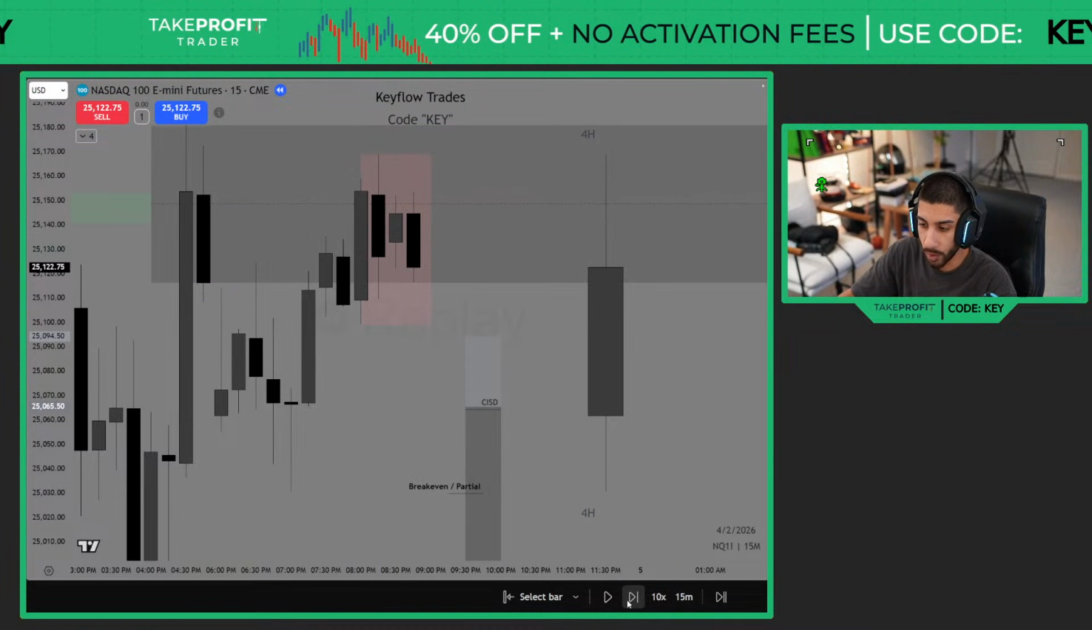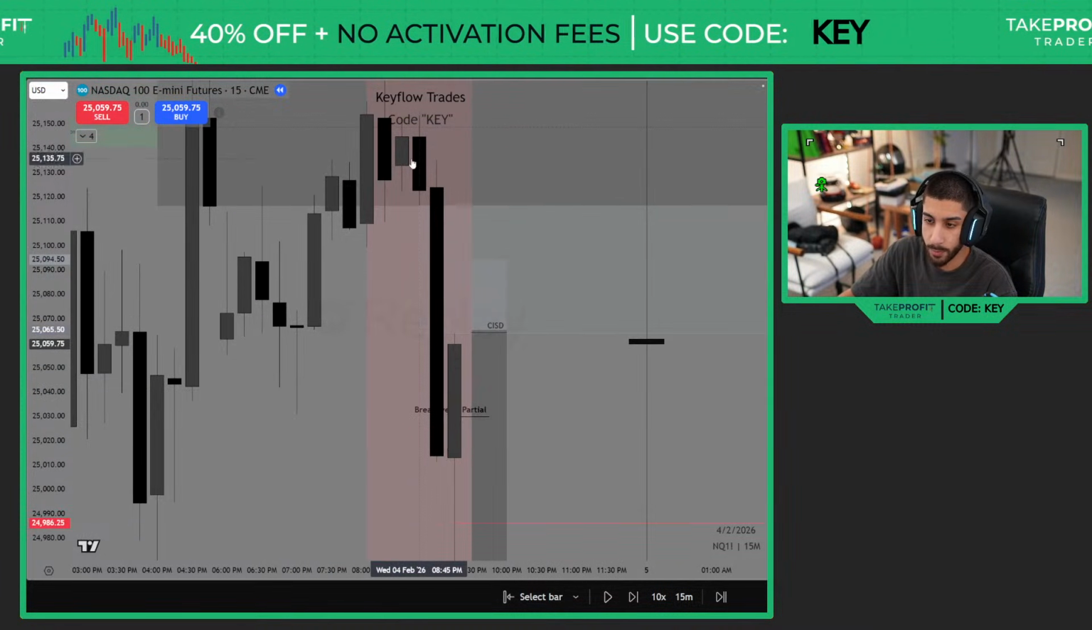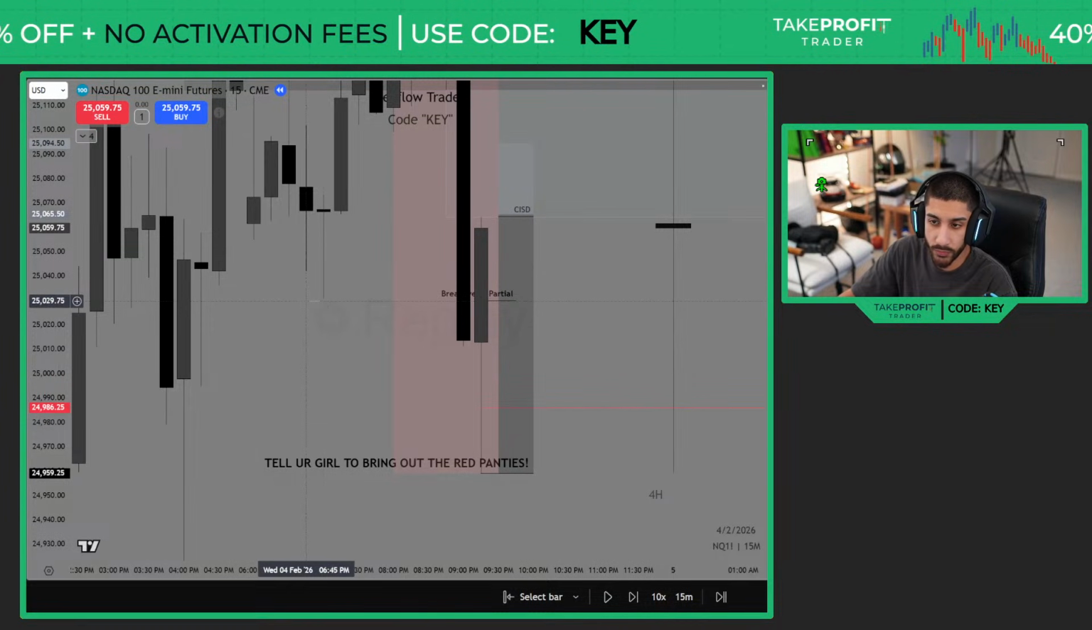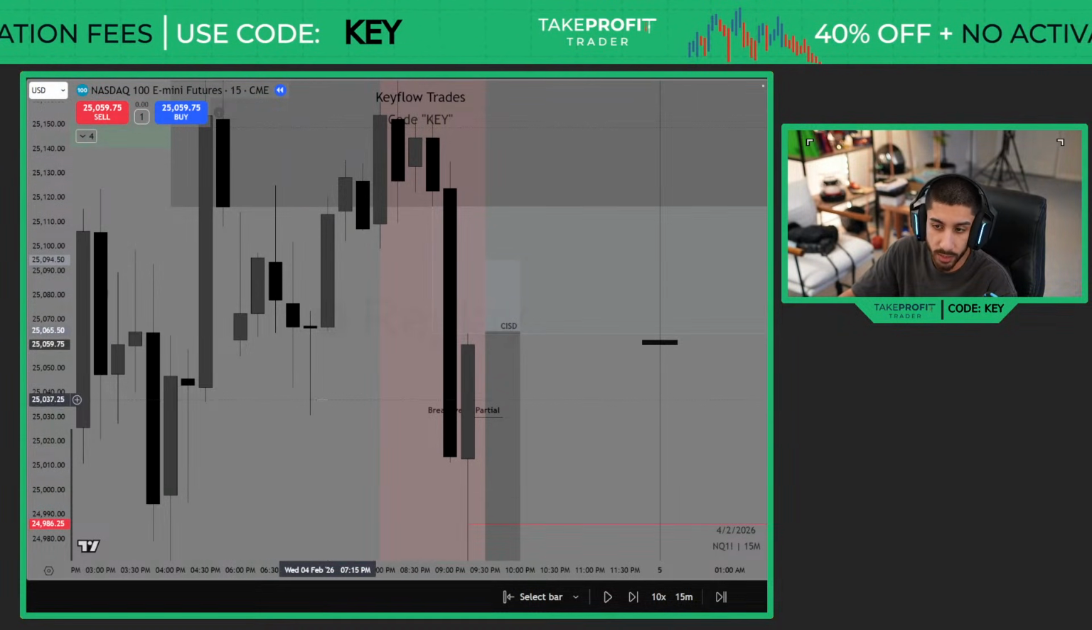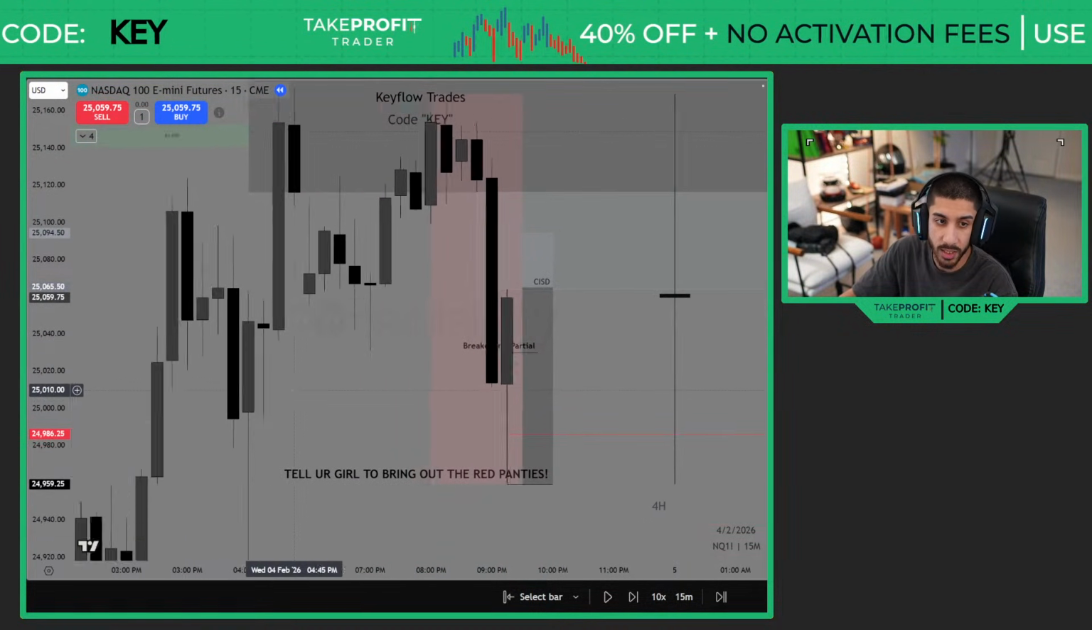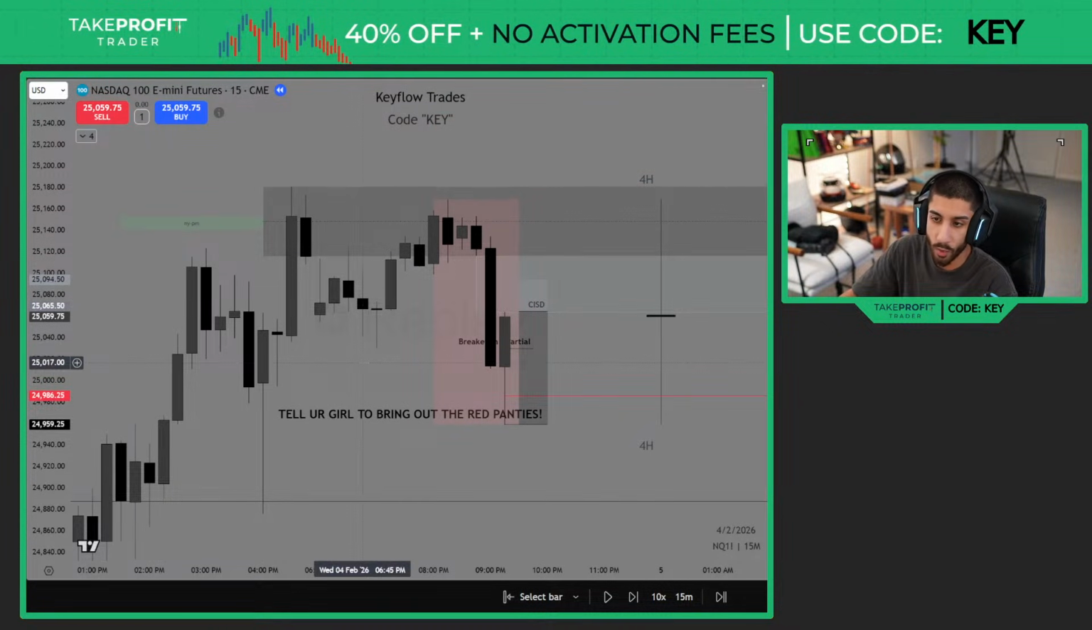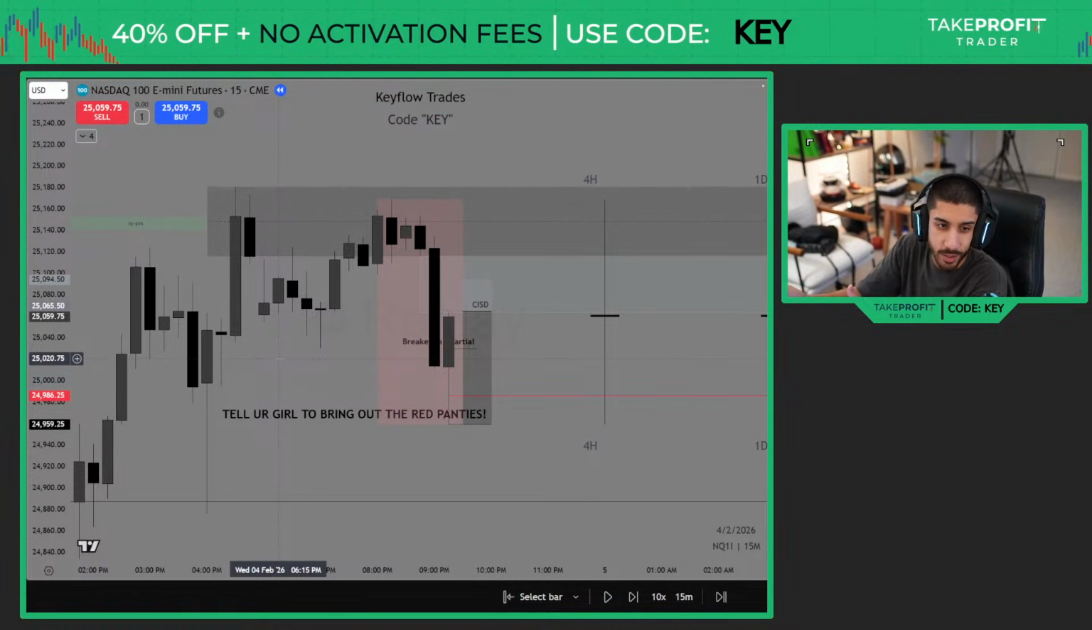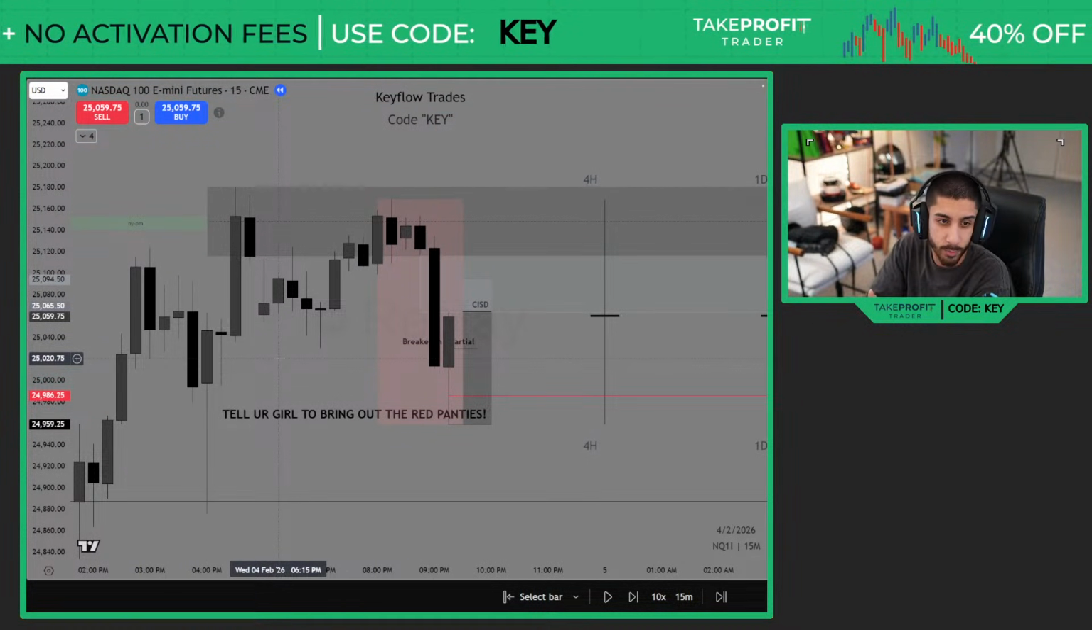Okay, let's continue and watch what happens here. Okay, so we get a big leg lower. This is the first target, right? As soon as we hit the first swing low, we know this thing is pretty bearish. Where is this thing going to go next? The next swing low, right? Pretty simple.